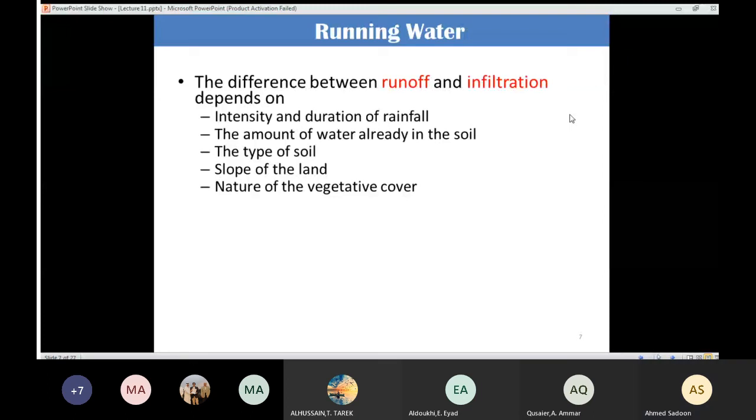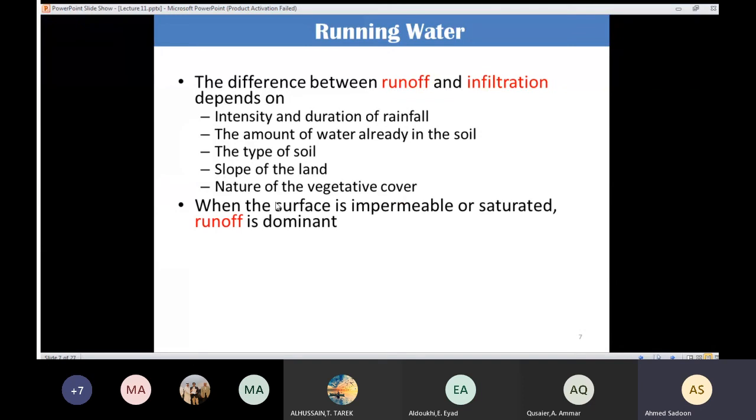Okay. What about the amount of water already in the soil? For example, if the soil is saturated, which one is likely to take place, runoff or infiltration? Runoff. If the soil is saturated, that means it has its full capacity of water, which means the soil cannot take more water because the pores inside the soil are completely filled with water. So in that case, runoff is more likely to occur.